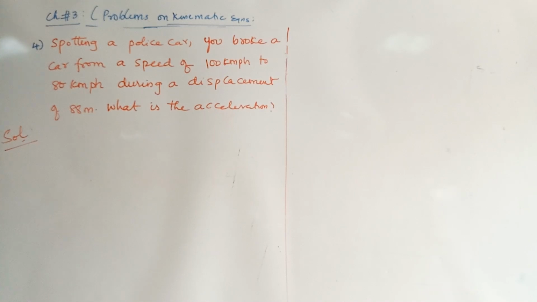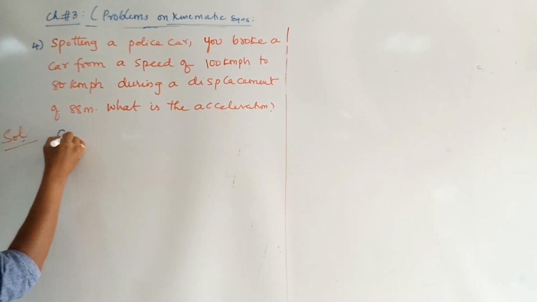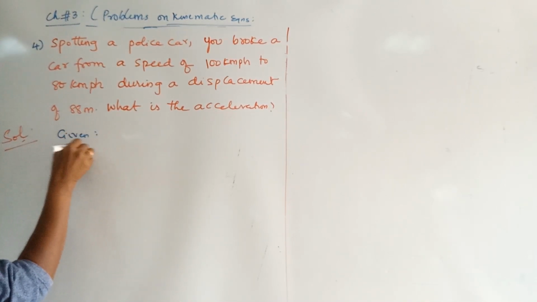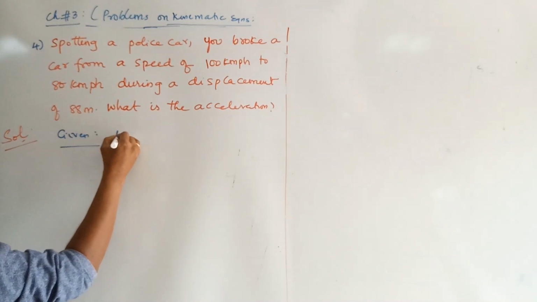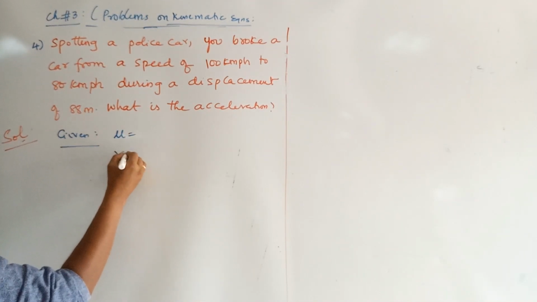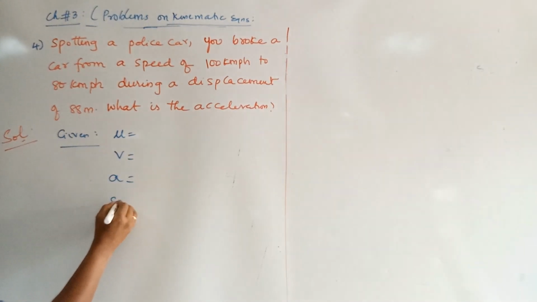Look at the question now. Spotting a police car, you brake a car from a speed of 100 kilometers per hour to 80 kilometers per hour during a displacement of 88 meters. What is the acceleration? This is a straightforward direct question, but I'll apply the ways of solving problems I told you. First, write the given data: initial velocity u, final velocity v, acceleration a, displacement s.